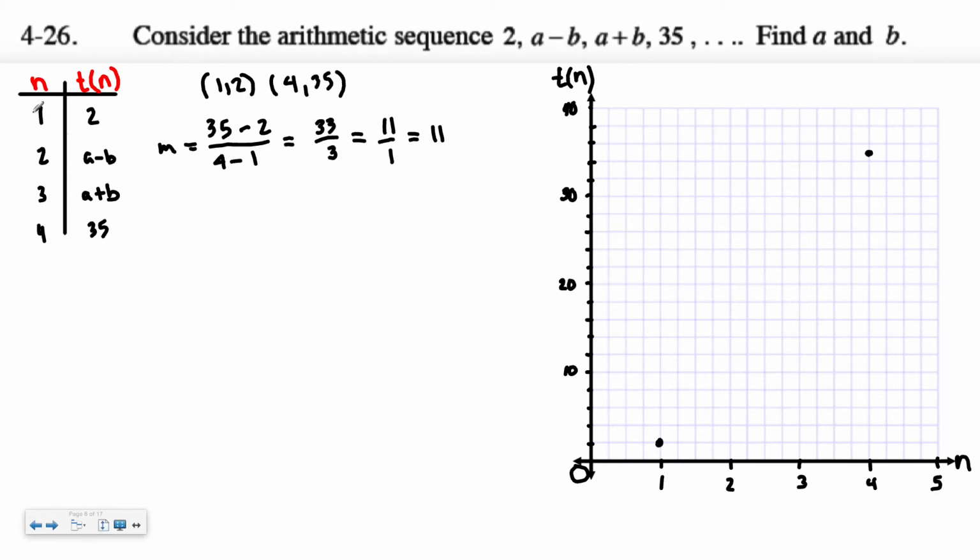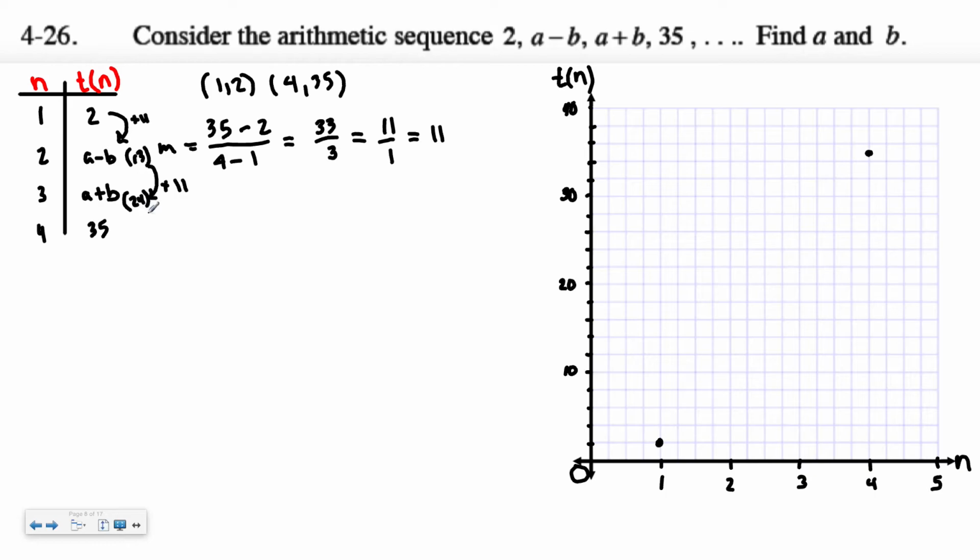So if we think about that information as we go back to our table, if we're starting at 2 and we know that we are going to increase this by 11, we know that the value of a minus b here should end up equaling 13. And if we take our 13 and we add our common difference, which is like our slope, remember, if we add 11, well, 13 plus 11 is going to give us 24.